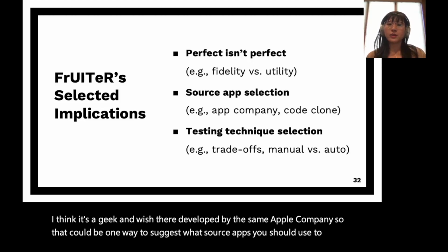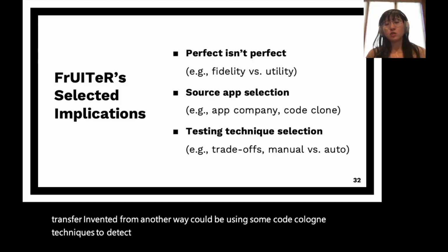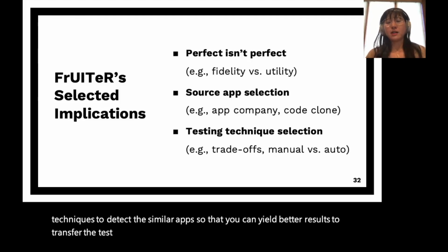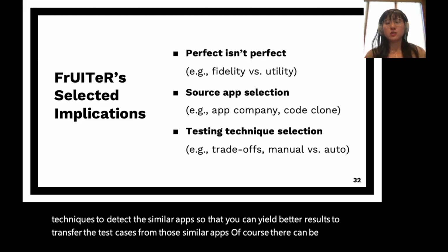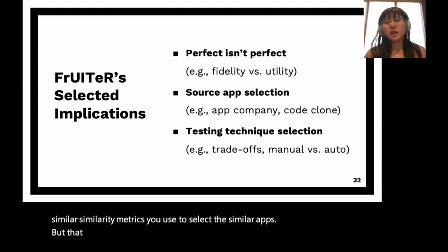And another way could be using some code clone techniques to detect the similar apps so that you can yield better results to transfer the test cases from those similar apps. Of course, there can be other similarity metrics you use to select the similar apps, but that will be a good way to yield better results for the transfer.